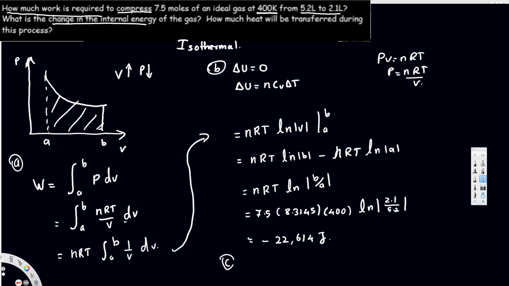That's part B. So let's see how we can calculate part C. Part C is asking how much heat will be transferred during this process. If you remember, we can use this equation to find the heat: Q is equal to delta U plus W, and we have already found that delta U is equal to 0. So Q is going to be equal to W. Therefore Q is equal to negative 22614 joules. And that is the answer for part C.